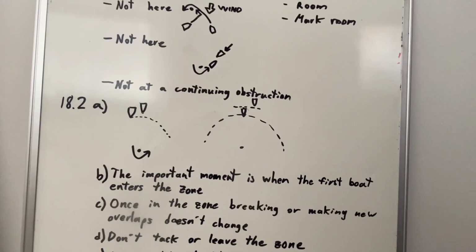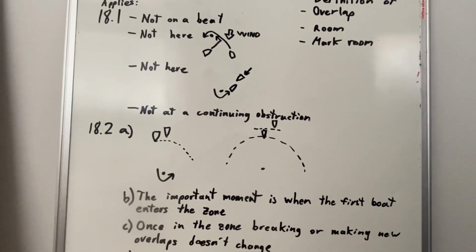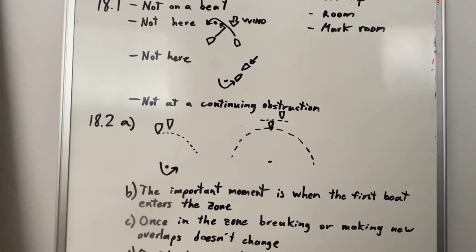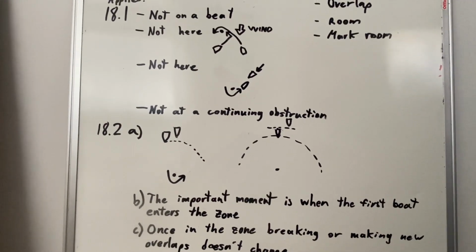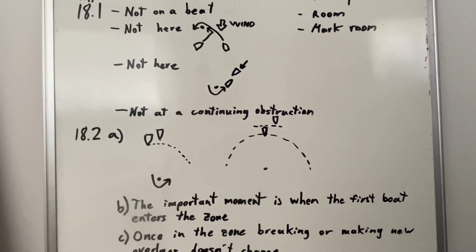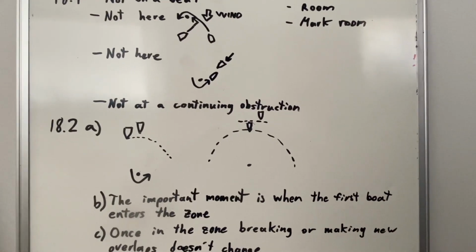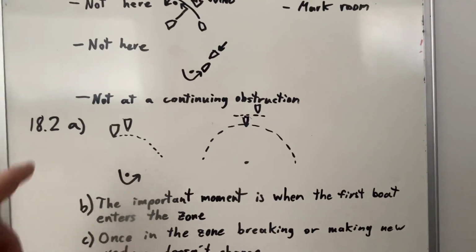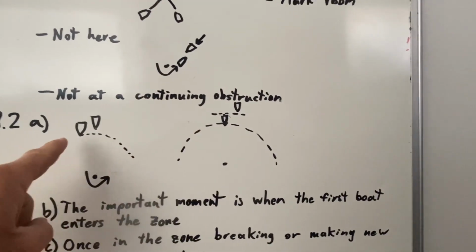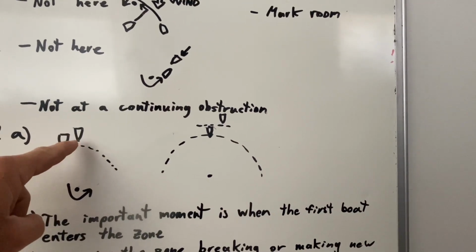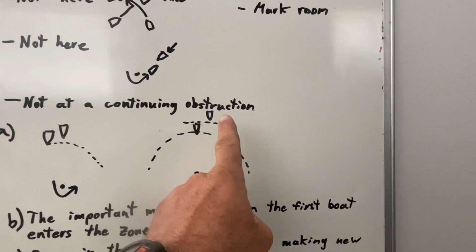You have the basic rule. When boats are overlapped, the outside boat shall give the inside boat mark room unless B. So that was A that I was reading. Then B sort of talks about how the most important moment is when the first of the 2 boats touches the circle. So at that point, is the other boat overlapped or clear astern?